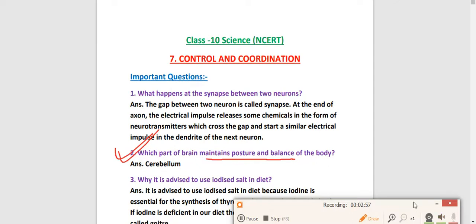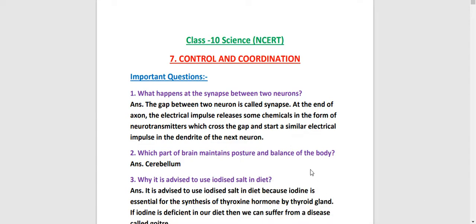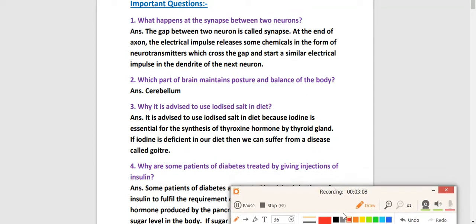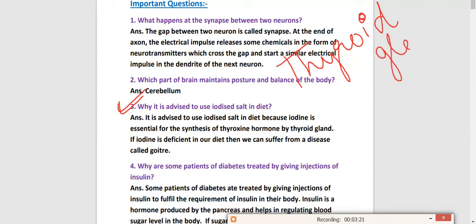Now let's come to the third question, and the third question is also very important from your exam point of view. Why is it advised to use iodized salt in the diet? This we have read in the hormone section, that one gland is present in our neck area and the name of that gland is thyroid gland, right? Our endocrine system, thyroid gland.